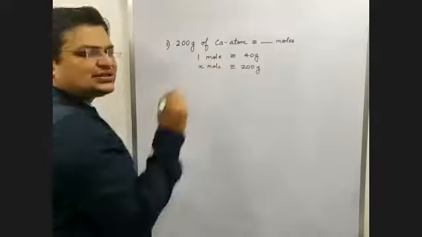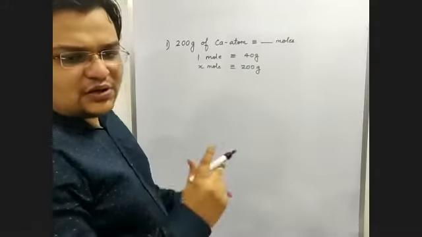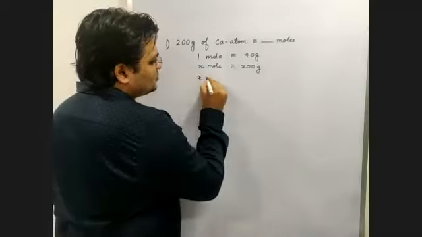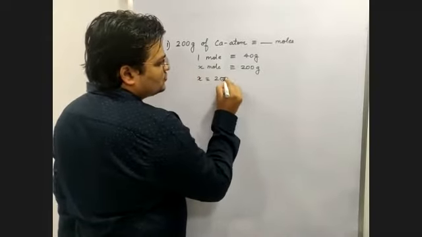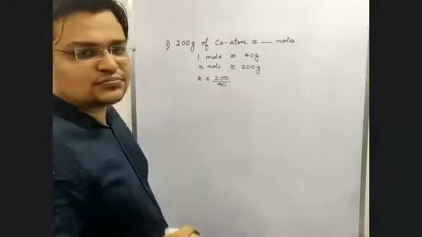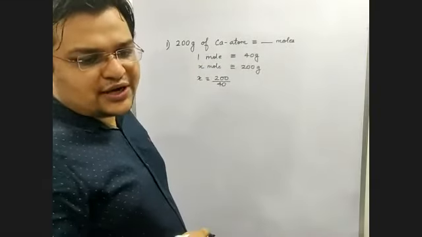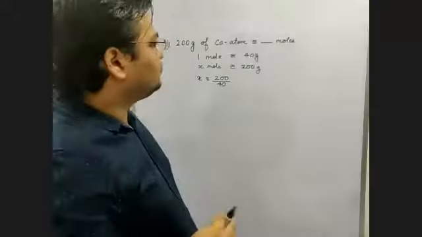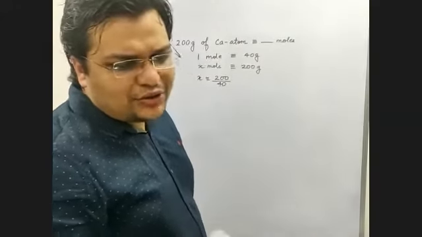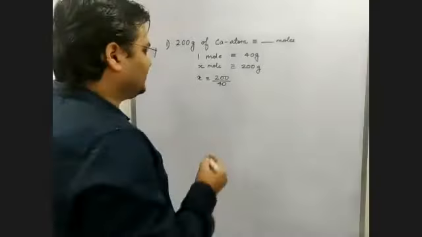The start is the same, guys. Look at it. 1 mole is how many grams? We started the same way. Now, can I say x is equal to? On cross multiplying, I get this. How much do you get it as? You get it as 5.